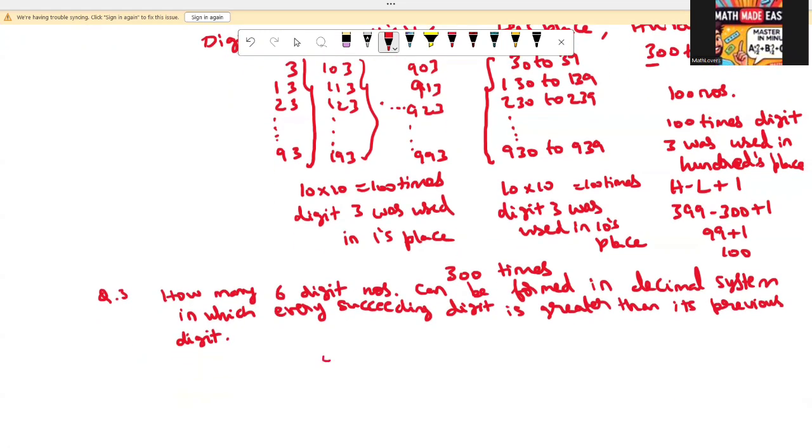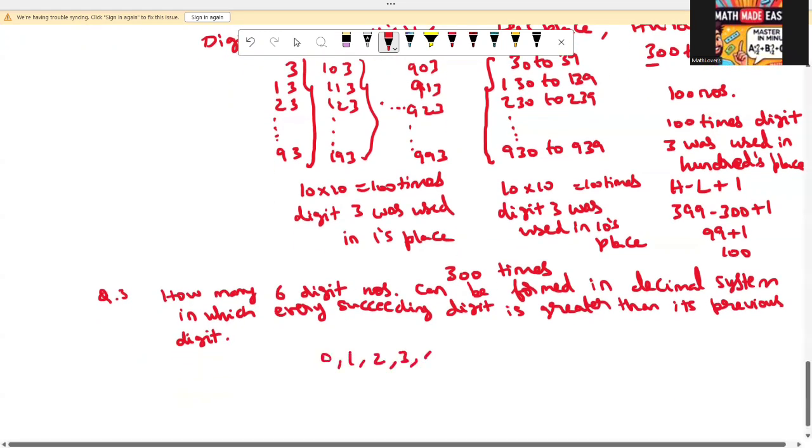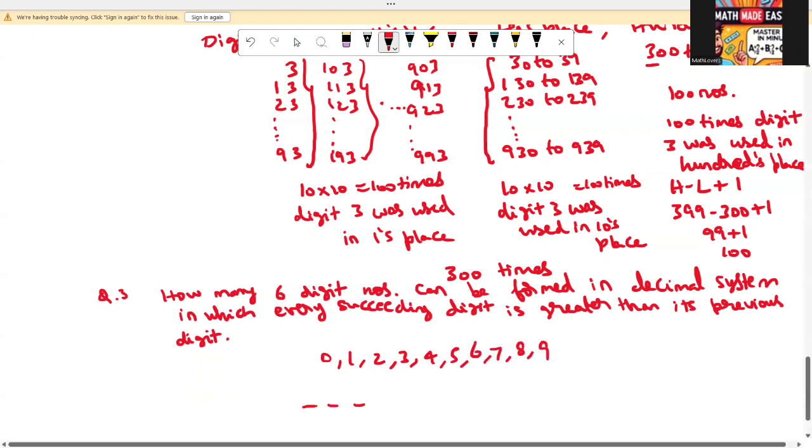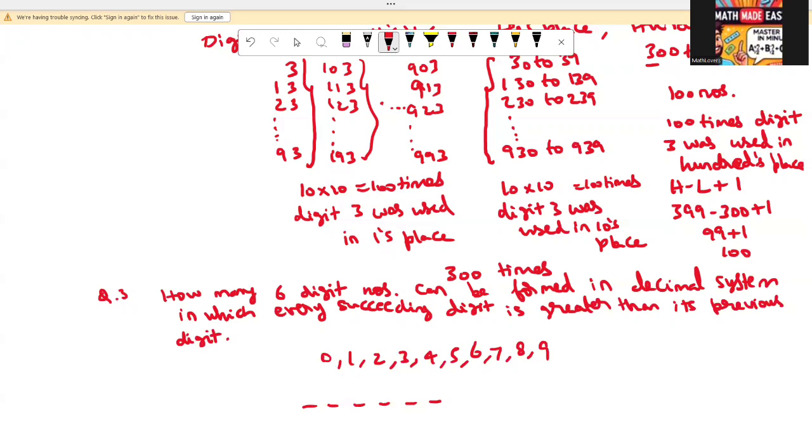So talking about digits 0, 1, 2, 3, 4, 5, 6, 7, 8 and 9, there are 10 digits. We are talking about a 6-digit number where every succeeding digit is greater than the previous digit. So we can clearly understand 0 cannot be used here, because if 0 is used, there is no digit which is less than 0. So if 0 is used, it has to be used only in the first place. If 0 is used in the first place, then it will not become a 6-digit number. It will be just a 5-digit number. So 0 has to be ruled out of this.